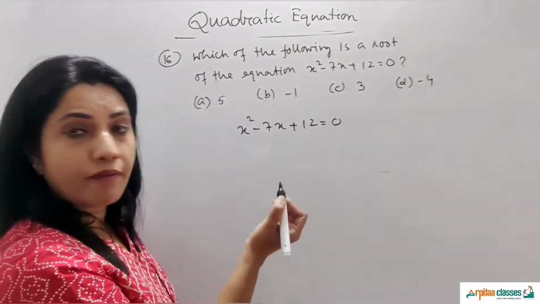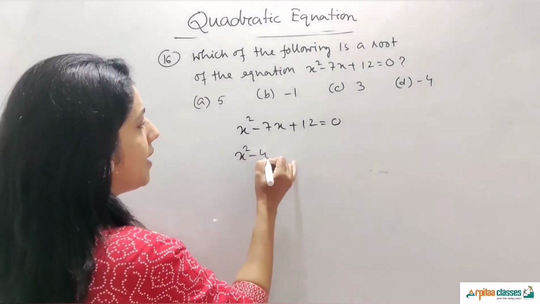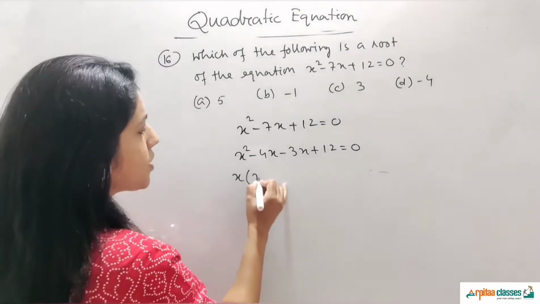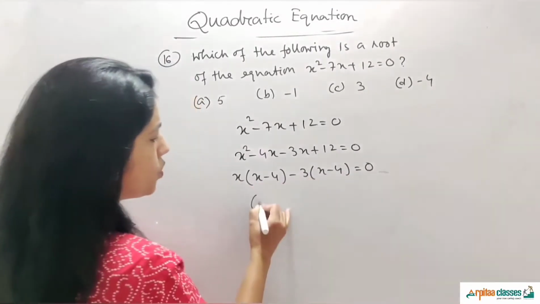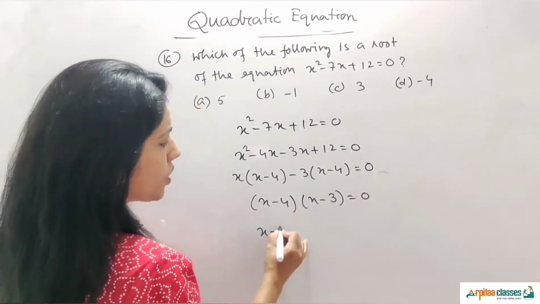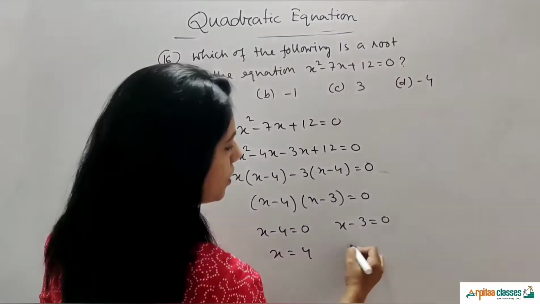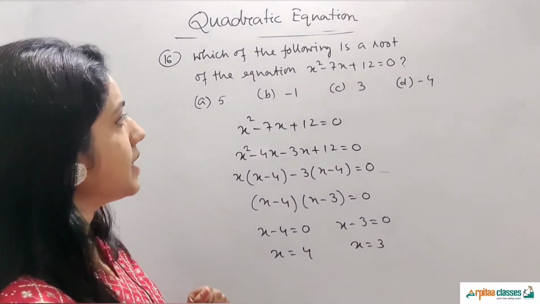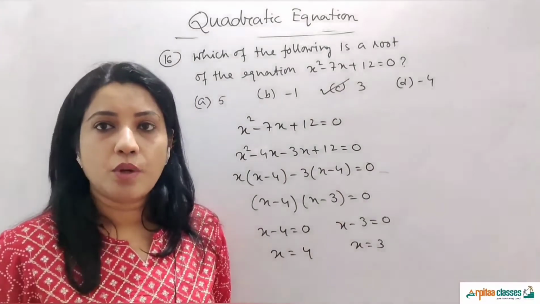This can be solved by factorization method by splitting the middle term. So it's x square minus 4x minus 3x plus 12 equal to 0. Take x common, x minus 4, minus 3 common, x minus 4 equal to 0. Two factors are x minus 4 and x minus 3 equal to 0. So x minus 4 is 0, x is equal to 4, or x minus 3 is 0, x is equal to 3. So we have got two roots out here. Let us see which one is correct. Yeah, x is equal to 3. So C is the right option.